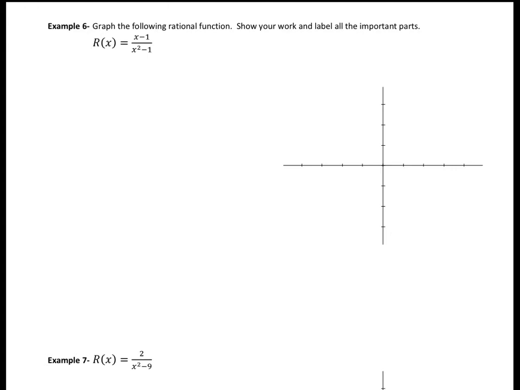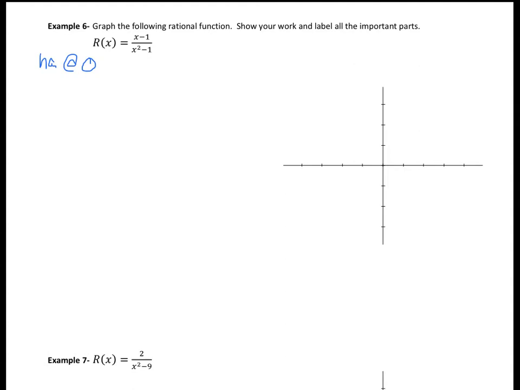Flip back, it finds your horizontal or slant asymptote. So where's our horizontal asymptote? Good. At 0. And if we have a horizontal asymptote, it means we don't have a slant asymptote. So what was step 2?